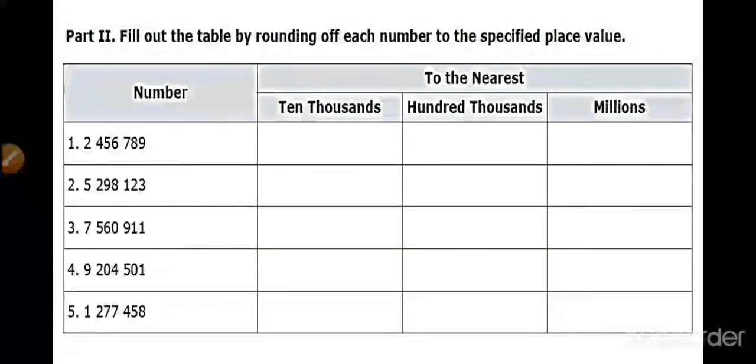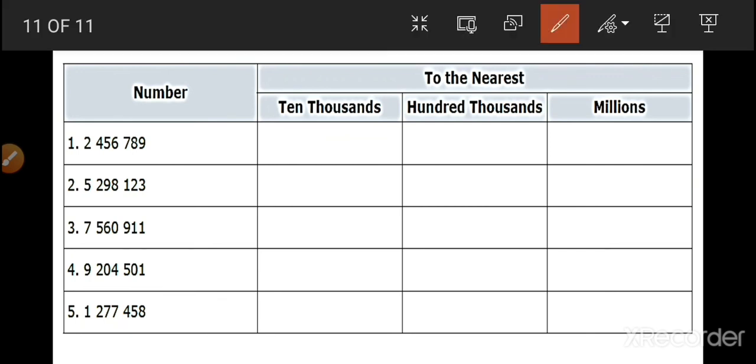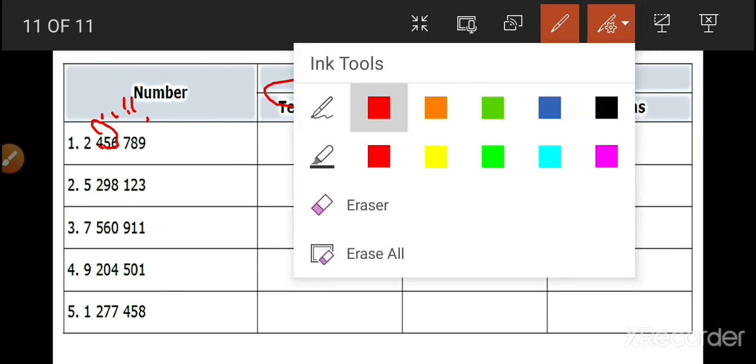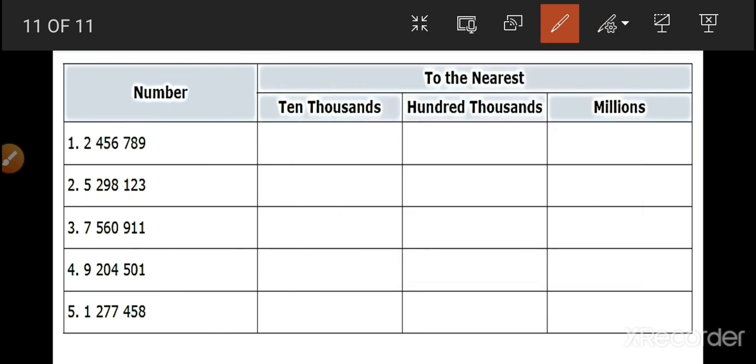Right, you need to fill out the table by rounding off each number to the specified place value. It's very easy. Let us answer the first one. Round it to the nearest 10,000. So all you have to do is to locate where 10,000 is. We have ones, tens, hundreds, thousands, 10,000. So it's 5. Okay, I will erase everything. No, you just have to write your answers here inside this table.